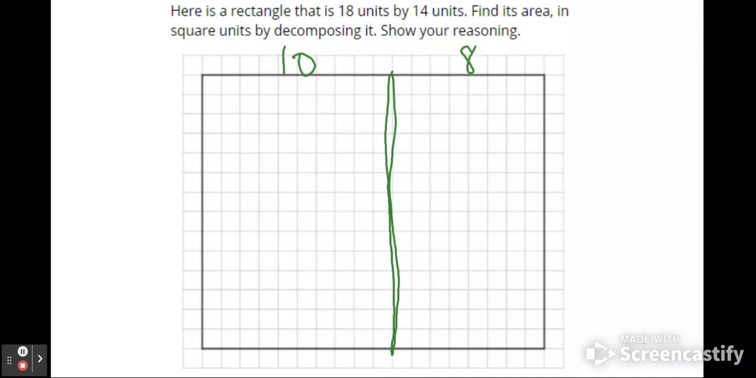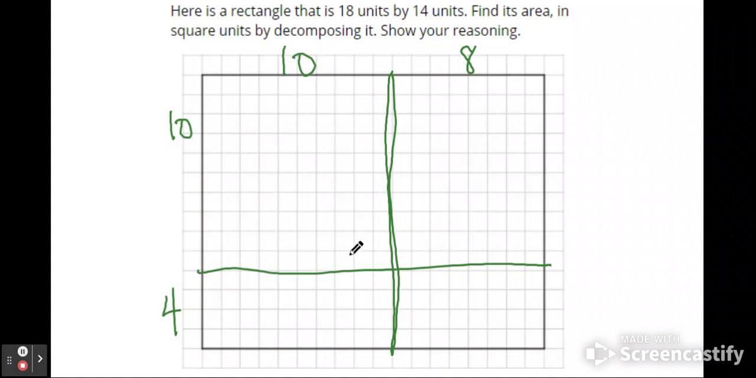For 14, I'm going to do the same thing, but now I'm going to set it up over on the side. Again, breaking it into place values, I have a 10, and I have a 4. Okay, so I've just taken these numbers, again, broken them apart by place value. You'll now notice I have 4 different rectangles. So to find the area of them, I'm going to look at each individual rectangle, and I'm going to multiply my base and my height.